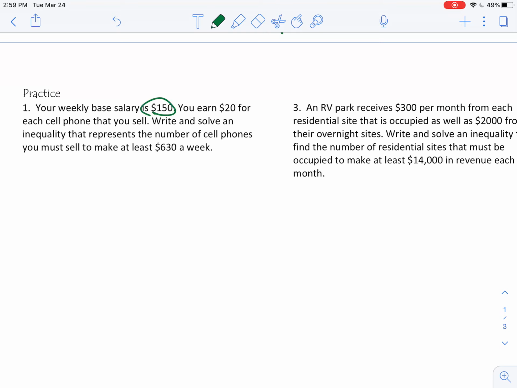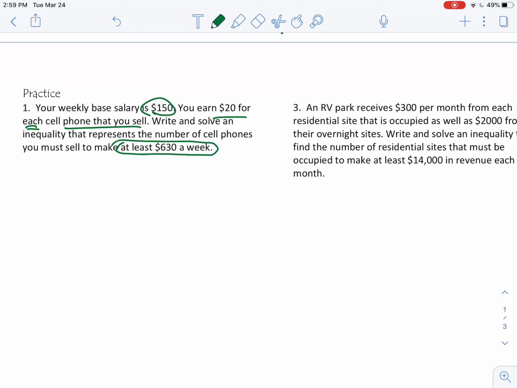All right, here we go. Your weekly base salary is $150. You earn $20 for each cell phone that you sell. Write and solve an inequality that represents the number of cell phones that you must sell to make at least $630 a week.